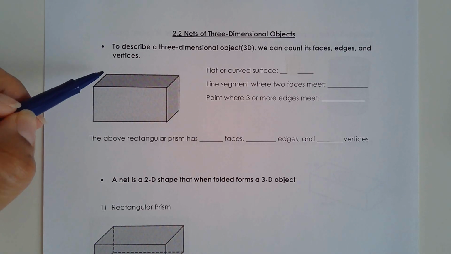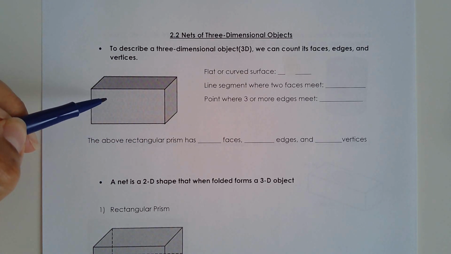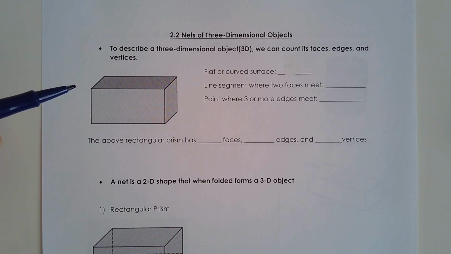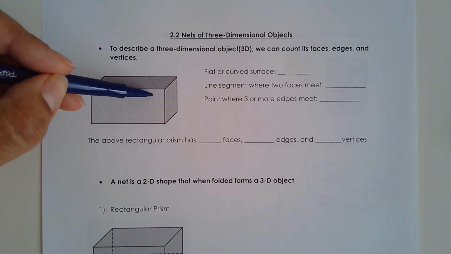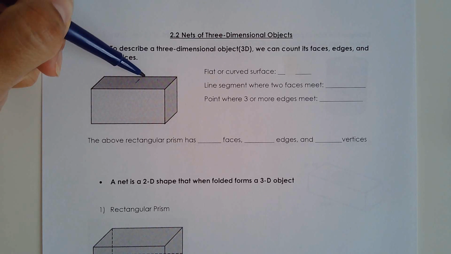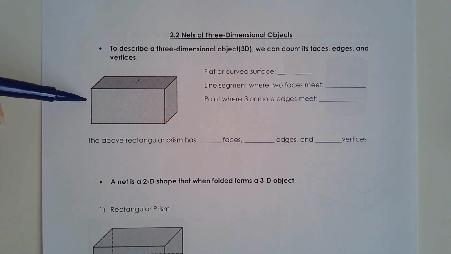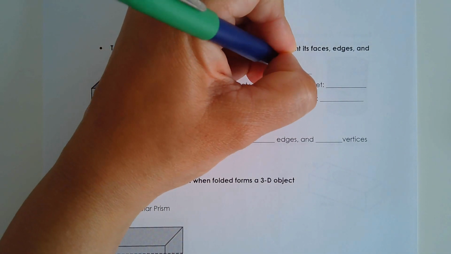When we describe a three-dimensional object, so here we have a rectangular prism, there's a few terms that I would like you to know. The flat or curved surface, so here we have the front surface, the top, the back, the bottom, the left and the right, so that's the flat surface in this case. That's called a face.